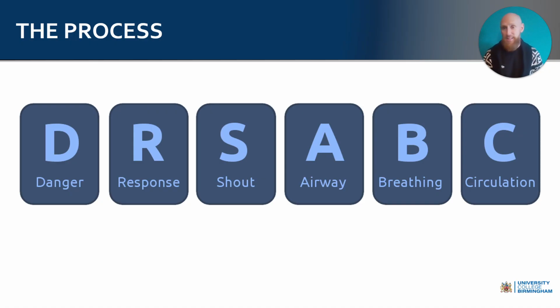So this is the process. This is the acronym you need to know. So, DRSABC. We've got D for danger. So you're going to assess the area, see what's going on. Is it safe for you to approach? Is there anything that's potentially going to cause harm to that individual? And then you're going to approach that situation.